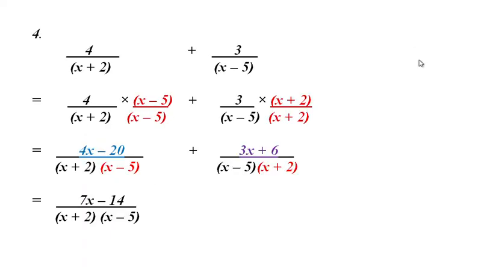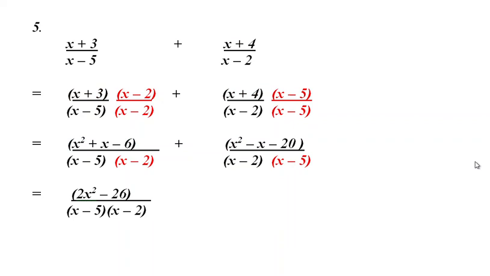Getting more complicated, the denominator has to become x plus 2 times x minus 5. So we multiply this fraction by 1 in the form of x minus 5 over x minus 5. This one we multiply by x plus 2 over x plus 2. Now I will multiply these top ones out and we get 4x minus 20, and here we get 3x plus 6, and I'll add those and we get 7x minus 14, and I think I will just leave those not multiplied out.